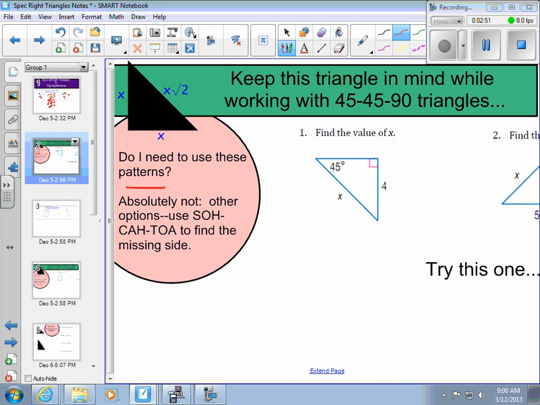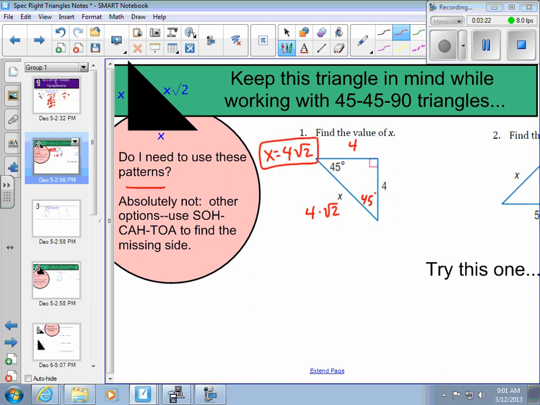So in number one, you can see we have a 45-degree angle. That also means this is a 45-degree angle. We know it's isosceles, so if one leg is 4, the other leg is 4. We know using that pattern that the hypotenuse is always square root of 2 times as big. So if you take the length of these legs, which is 4, and multiply it by square root of 2, that's the length of x. So the answer for number one is x equals 4 square root of 2.